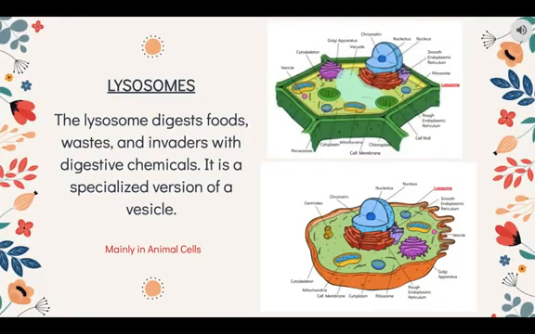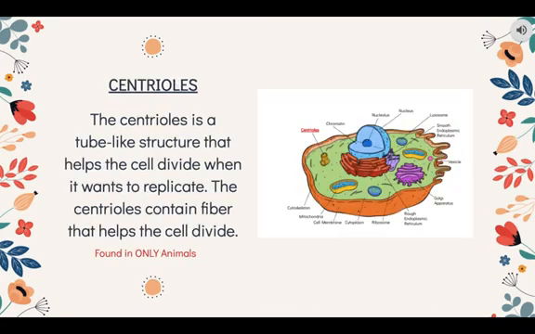The next organelle you should know about are called lysosomes. The lysosome digests food, waste, and invaders with digestive chemicals. It is a specialized version of a vesicle. Lysosomes are mainly found in animal cells, but can also be found in plant cells, as you can see on the right.